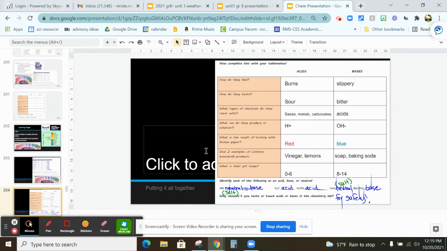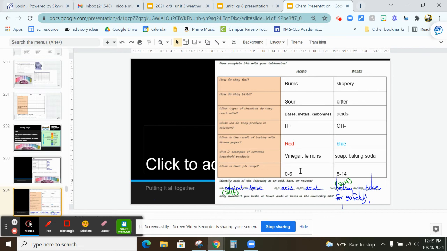Welcome back. Here's what I have written down for acids. They burn, they taste sour, they react with bases and metals and carbonates, they produce hydrogen ions, they turn litmus red. Examples are things like vinegar and lemons, and they're 0 to 6 on the pH scale. The opposite of that are bases. Bases feel slippery, they taste bitter, they react with acids, they produce hydroxide ions in solution, they turn litmus paper blue. Common examples are soap and baking soda, and their pH range is 8 to 14.